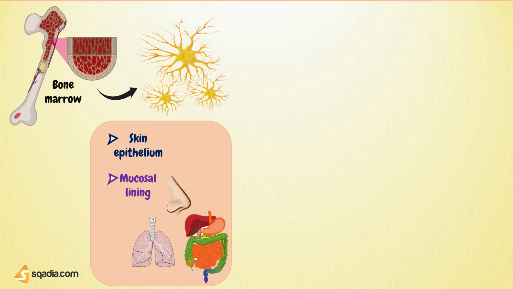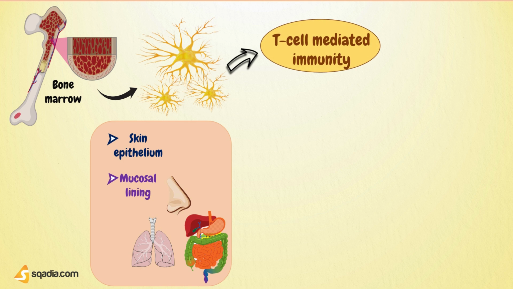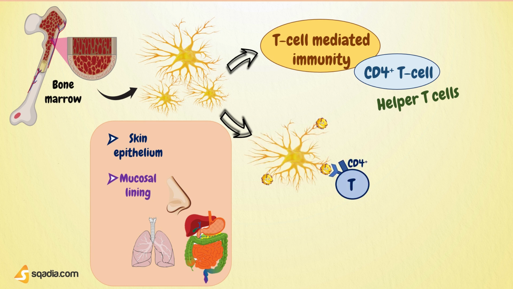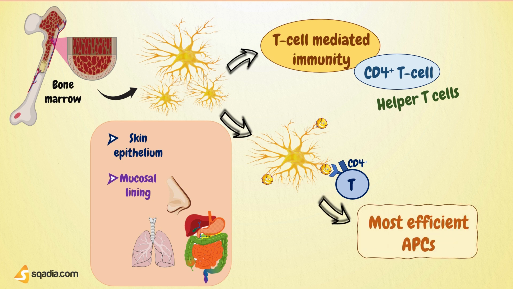The dendritic cells, or DCs, make up a system of cells critical to the immune response, especially T-cell-mediated immune response, as it activates CD4 T cells, which are also known as helper T cells. As we know, like other APCs, dendritic cells are also antigen-presenting cells, but these are considered the most efficient APCs, as they present antigens to T cells more efficiently than other cell types.